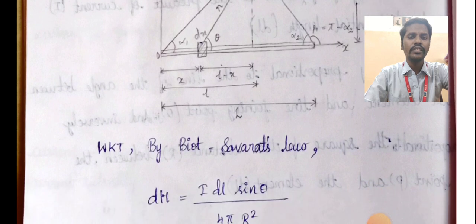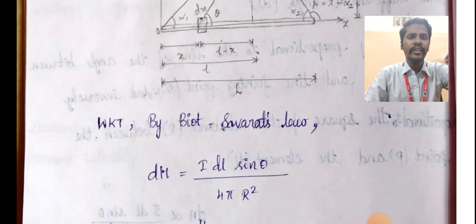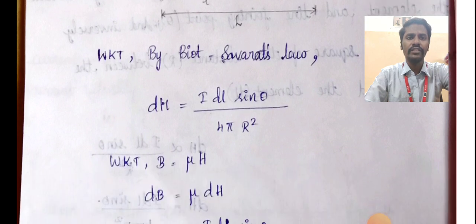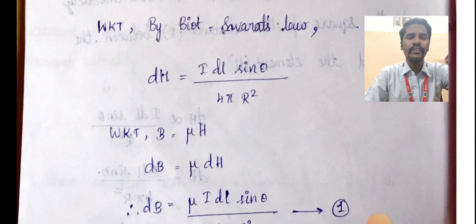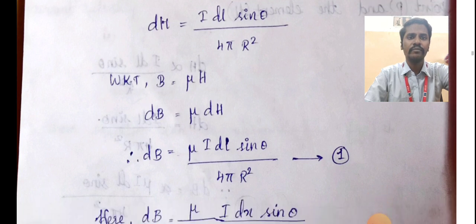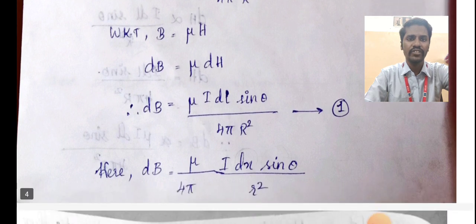We are using the concept of Biot-Savart law. dH is equal to I dl sine theta divided by 4 pi r square. This we know. Also we know that B is equal to mu H, therefore dB is equal to mu dH. Multiplying the mu term in the dH equation, we get dB is equal to mu into I dl sine theta divided by 4 pi r square. Keep this as equation number 1.